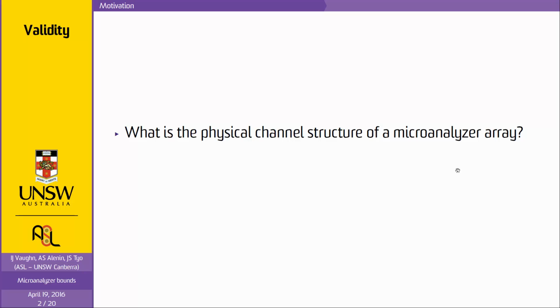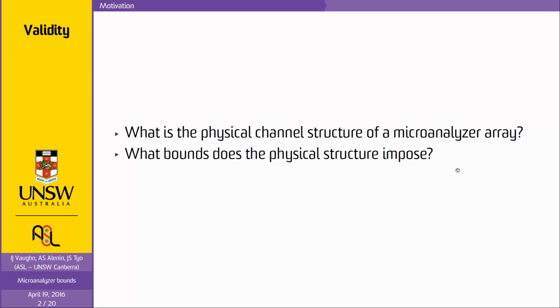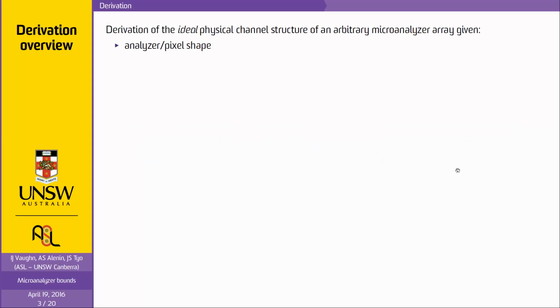So this work started from a question by Matthew Kupinski during one of my PhD committee meetings. He asked, what is the physical structure of a micropolarizer array? And at the time I didn't know exactly. Then we asked in addition, if you know the physical channel structure of the array, what bounds does that impose on when you can use it as a channel? So I'm now going to shift to the derivation.